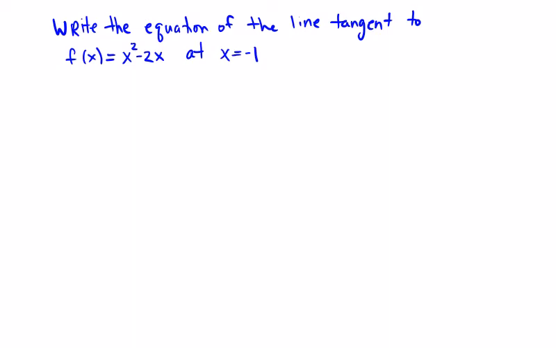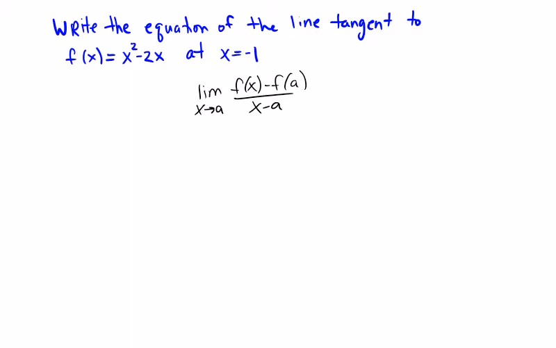Now with our next example, we are going to write the equation of the line tangent to f of x equals x squared minus 2x at the point x equals -1. We still have to start by finding the limit as x approaches a of f of x minus f of a all over x minus a. That is the equation we need to use to find the derivative, which gives us the slope.